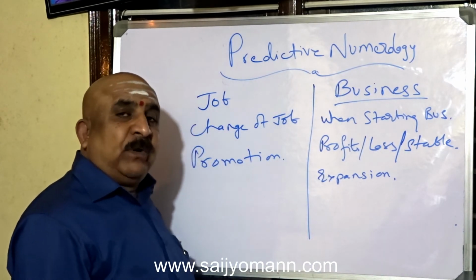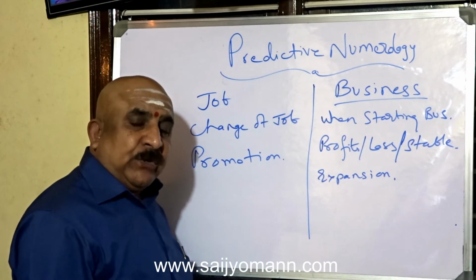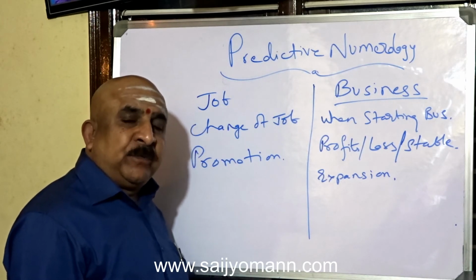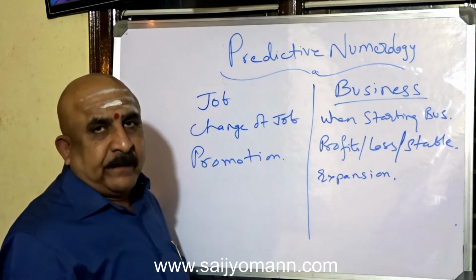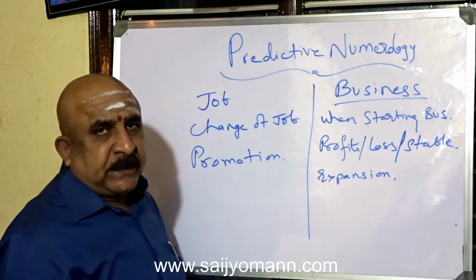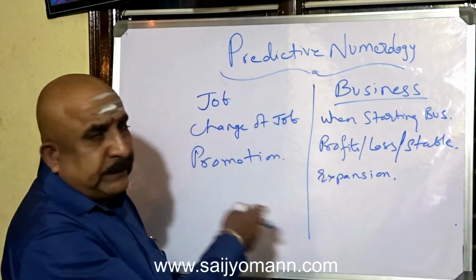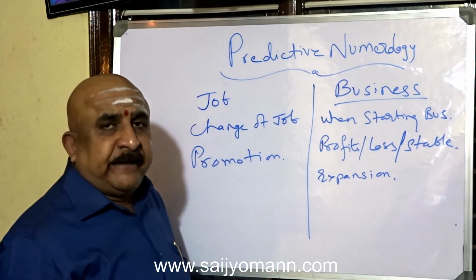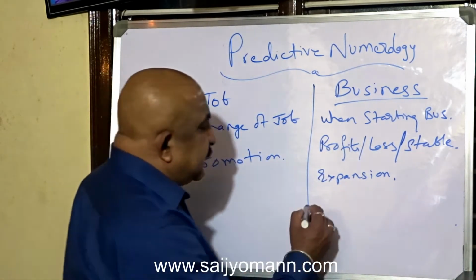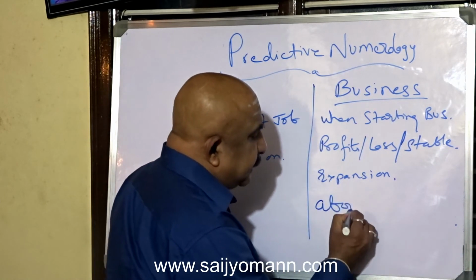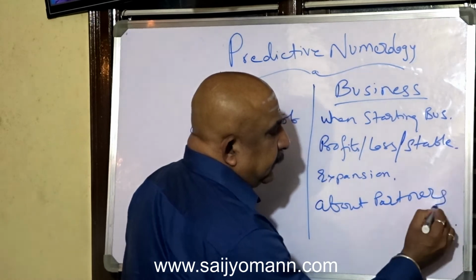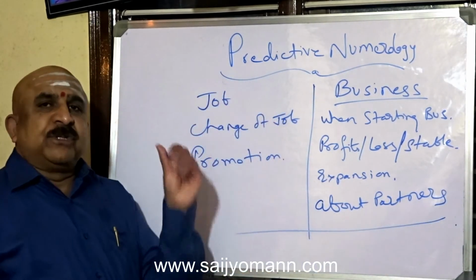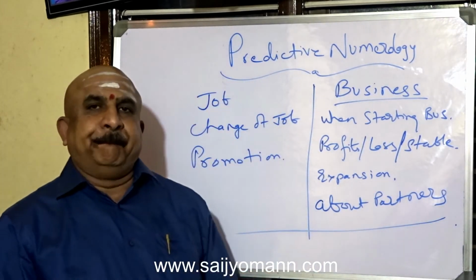or another one more question will arise. Usually people go to astrologers and numerologists because of these questions which arise regularly in their minds. Next is about partners. So these are the few questions which we are going to deal with today.